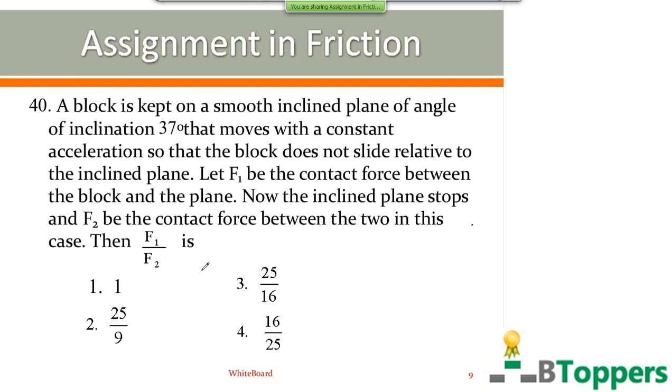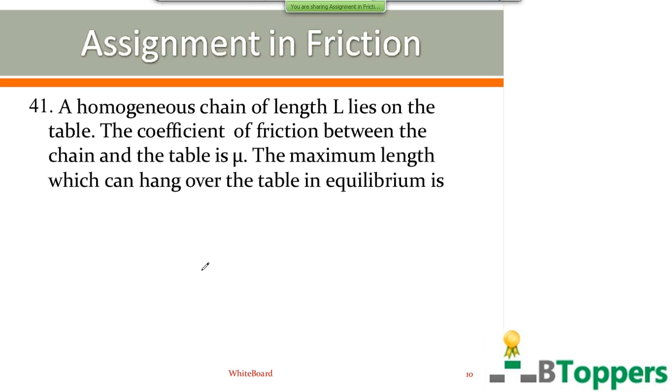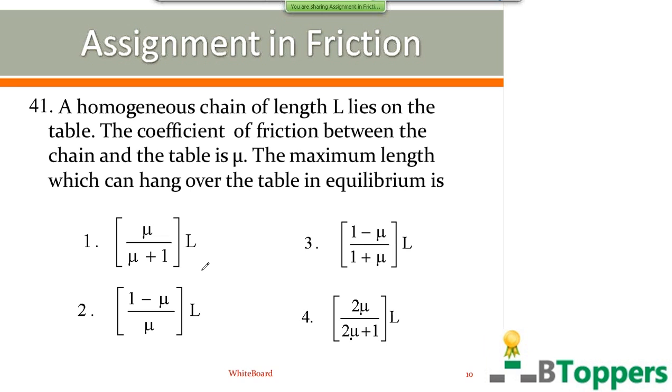So for question number 40, the third option is the answer. Now look at the next question, question number 41. This I have discussed in one of the special cases, as it is the same thing, so you need not discuss it again. Already discussed that the maximum length of the hanging part of the chain for which the chain can remain at rest on the table is given by μL/(μ+1). So the first option is the answer for 41.